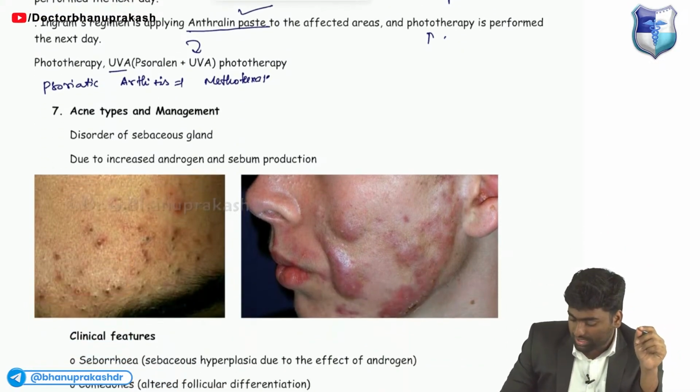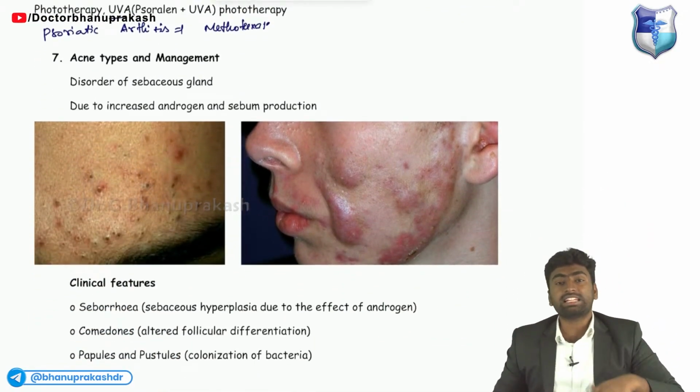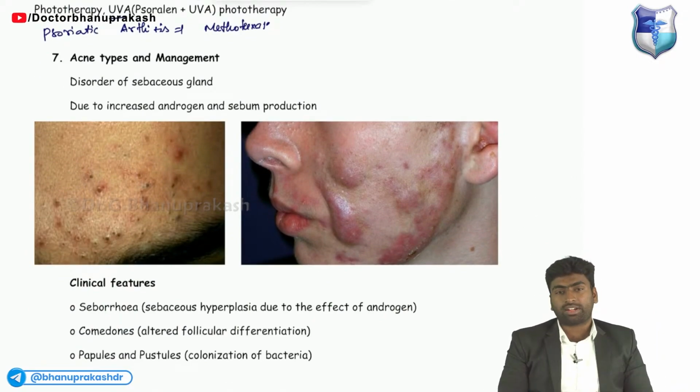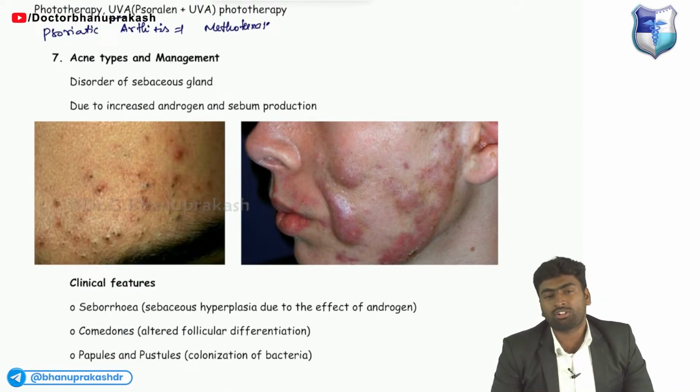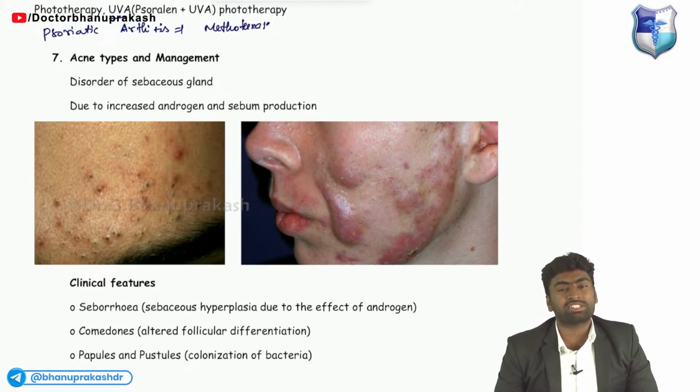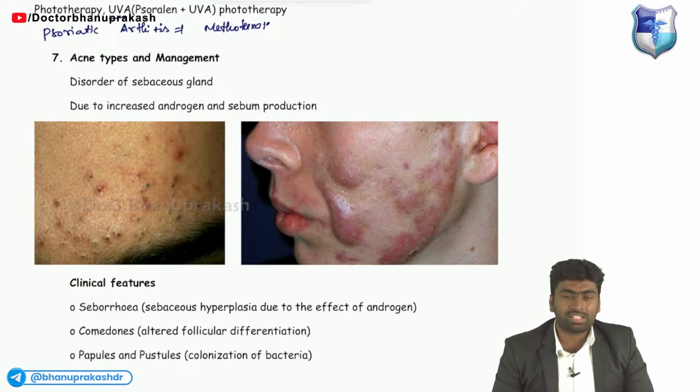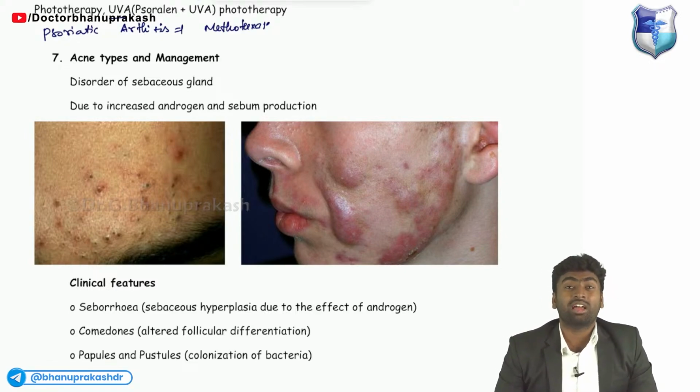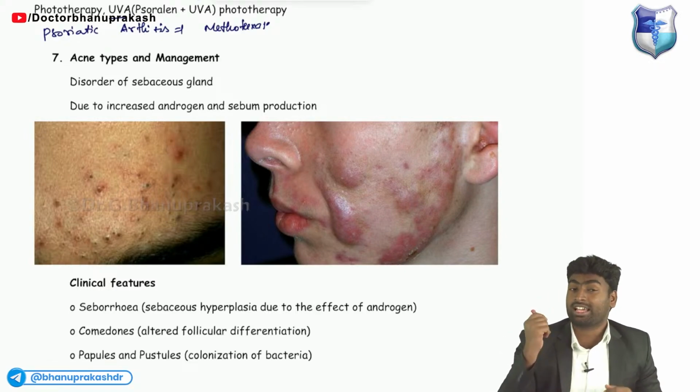And the next one, what is it? This is known as acne. In the case of acne, the typical case of acne is mainly due to what? It is due to infection along with hormonal changes. Infection along with hormonal changes, and the most consistent finding in the case of acne is what?